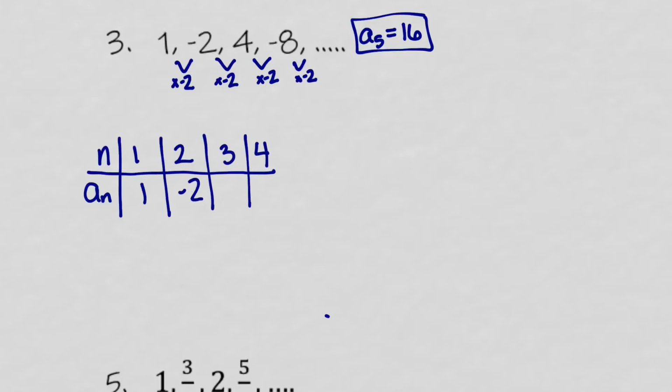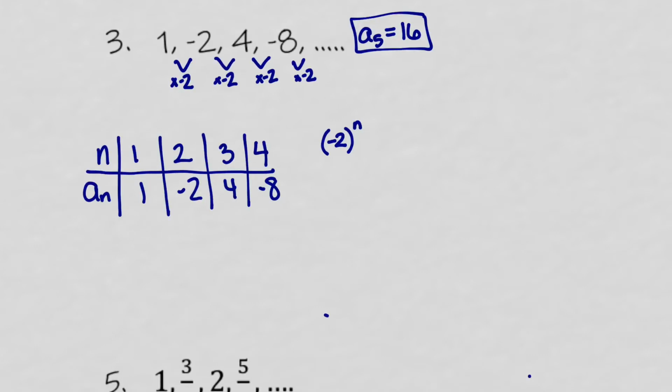1, negative 2, 4, negative 8. Okay, so I know things are going to be multiplying by negative 2 each time, and n is going to go up by 1 every time. So this takes us back to, I believe, chapter 6 when we talked about exponentials. If it's multiplying by negative 2, I'm going to say negative 2 is my base. And let's put n up at the top and see what happens.